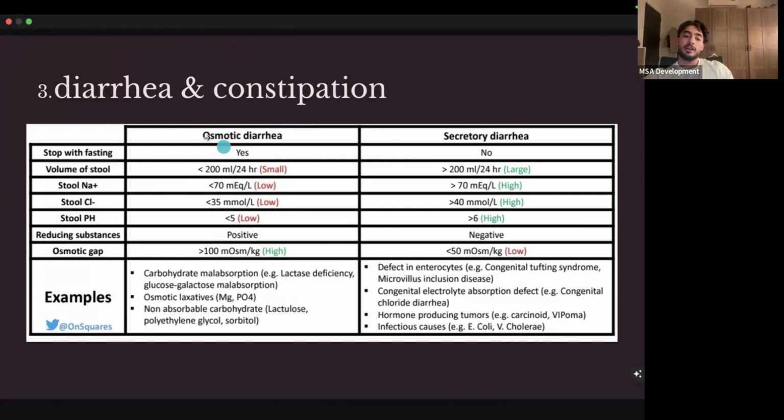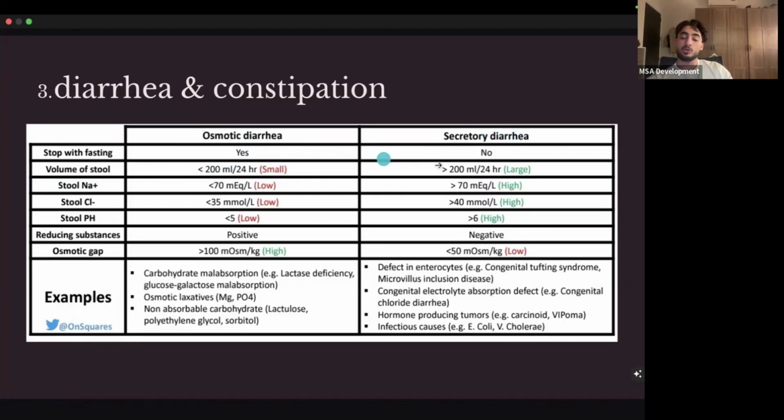So osmotic, again, like we mentioned, there's actually something that you're taking into the GI lumen that's going to draw in water and cause diarrhea. So if we fast, let's say for a couple of hours, this diarrhea is going to improve. You're going to have less diarrhea because there's nothing in the actual lumen anymore that's drawing this water in. Whereas in your secretory diarrhea, it's not going to get any better with fasting.